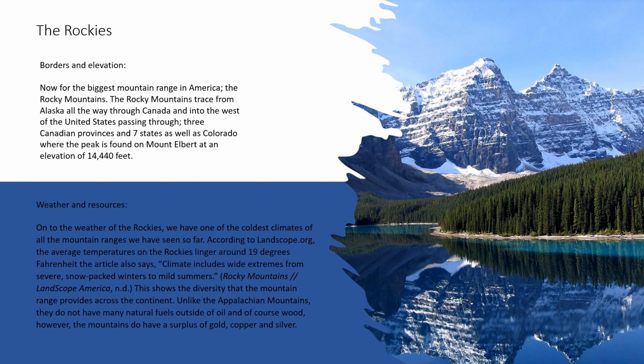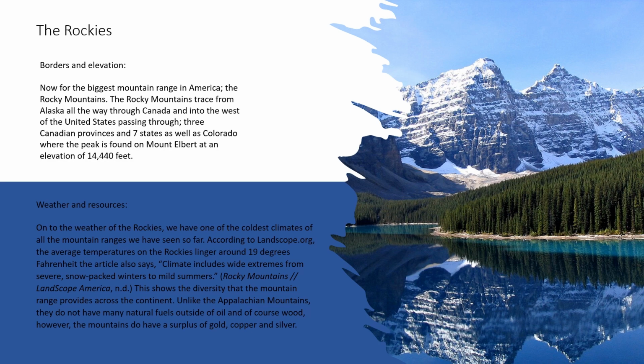Now for the biggest mountain range in America, the Rocky Mountains. The Rocky Mountains trace from Alaska all the way through Canada and into the west of the United States, passing through 3 Canadian provinces and 7 states, as well as Colorado, where the peak is found on Mount Elbert at an elevation of 14,440 feet.